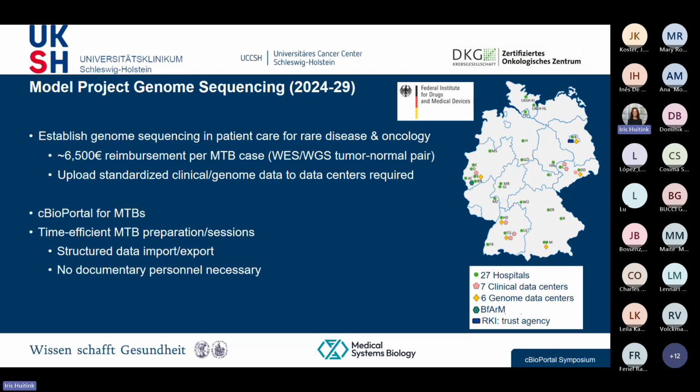And because we use cBioPortal for the molecular tumor board, we are really time efficient for MTB preparations and sessions. We have a structured data import and export, and we can also save documentation personnel because we do the documentation right in cBioPortal. We calculated that we only need 8% of the total cost of the 6,500 euros per patient for bioinformatics, and in the end have a 25% revenue per patient. And this is quite unique in Germany. This actually proves that efficient IT infrastructures pay off in the long run.